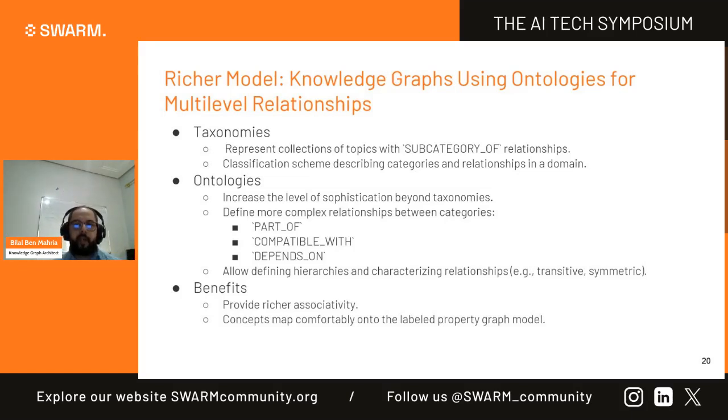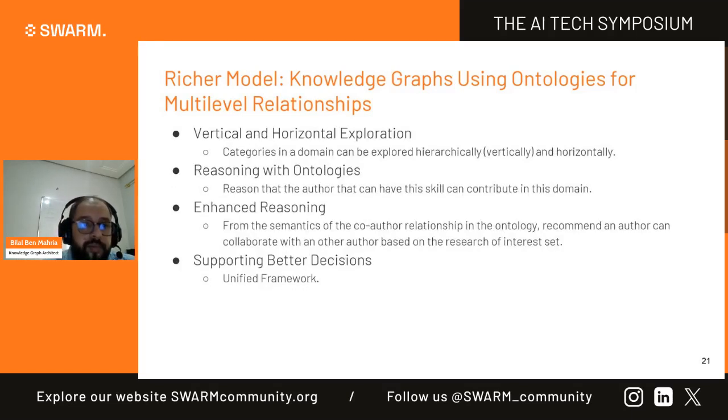So we need a vertical and a horizontal exploration. Ontologies can ensure reasoning, and also ontologies can solve the problem of data integration in a good and accurate way.